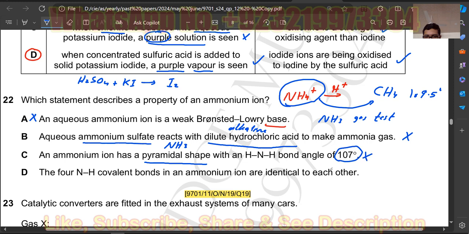It should be 109.5. And option D: the four N-H covalent bonds in the ammonium ion are identical to each other. Yes, that is correct because all the bonds in the ammonium ion are now identical and we cannot differentiate them. That's a property. Although we know that one of these bonds is a dative bond, I can assign it to either this or any of these four. That is a dative bond, and that dative bond is now just like a covalent bond. So yes, the right option becomes D here.